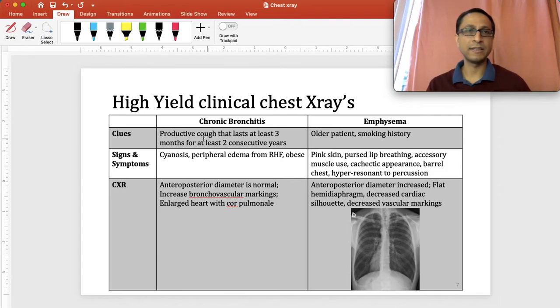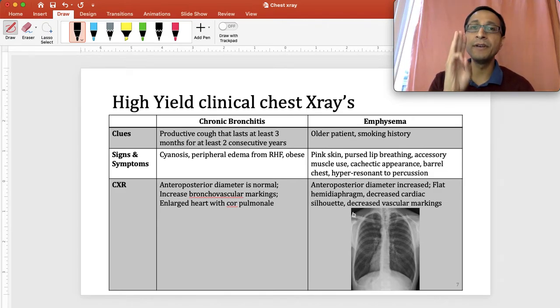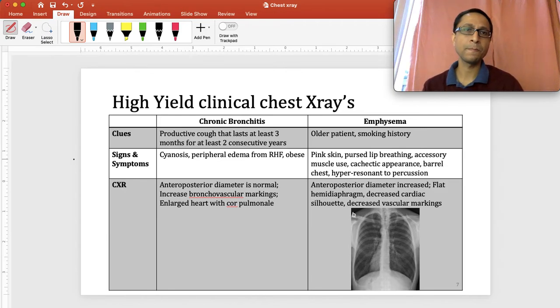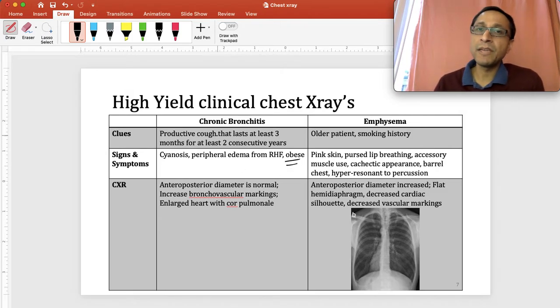So the clinical context in here would be productive cough that lasts for 3 months for 2 consecutive years. Very important. Cyanosis, super important with chronic bronchitis. They could develop peripheral edema from right heart failure. And one thing we find, which is pretty common in these patients, is these are obese patients, usually. They may or may not mention a history of smoking. So as long as they have this particular scenario, you're thinking chronic bronchitis.